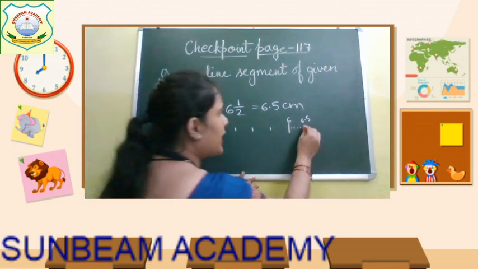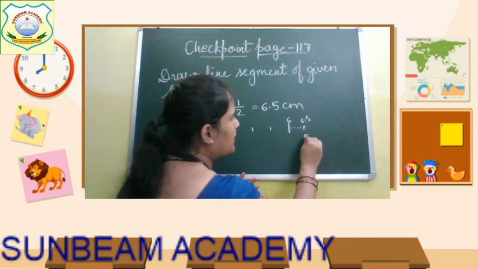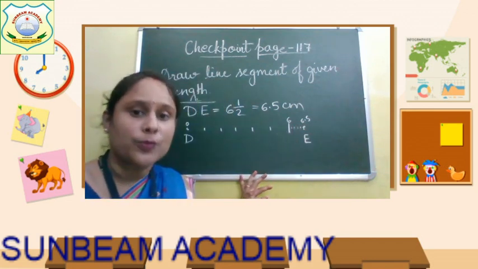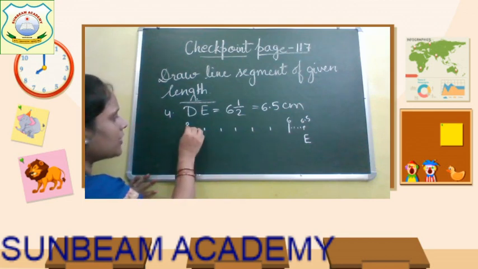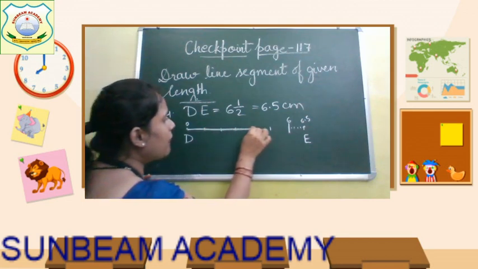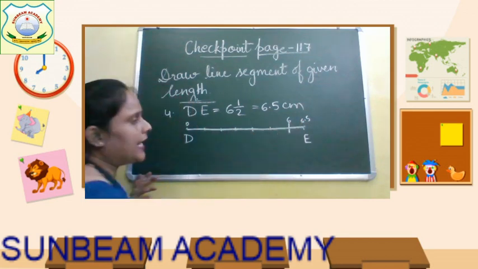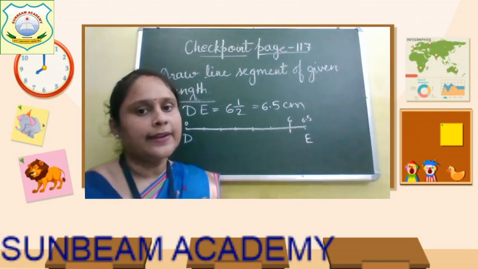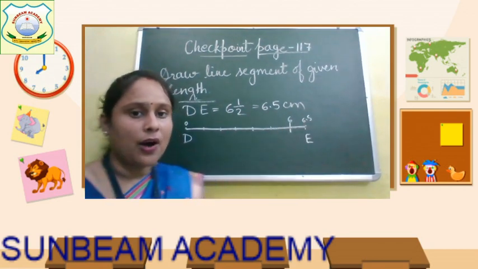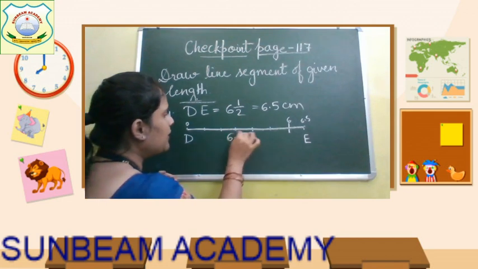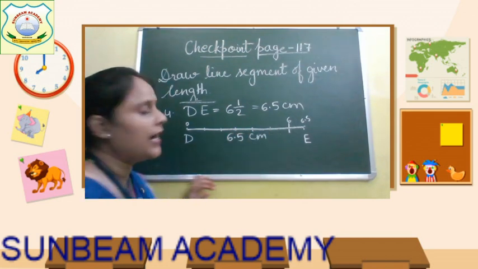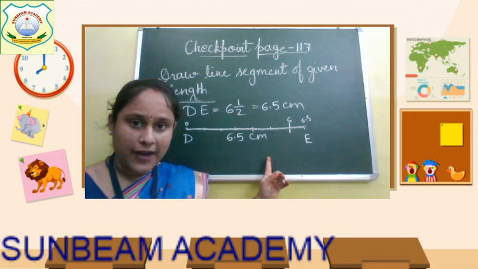So here you will write this is your point E, because we have to draw a line segment of 6.5 centimeter. So now start drawing a line from D to E of 6.5 centimeter. It should be a length of 6.5 centimeter. So this is how you will draw a line segment of 6.5 centimeter.